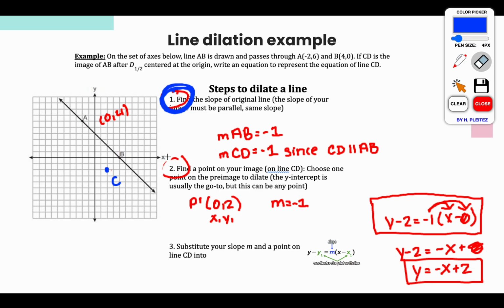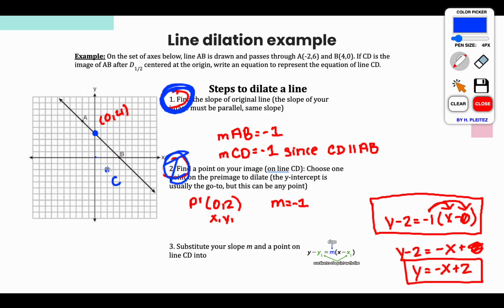But step number 2 talks about finding a point on the image, right? So we're taking a point on line AB, which before we used the y-intercept here of 0, 4, and we dilated it, right? But when your center of dilation changes, the way that you measure the distance also changes. So before, we went up 4 from our origin, so we were just able to go up 8 to double that distance. But now if our center's here, we got to account for that change.